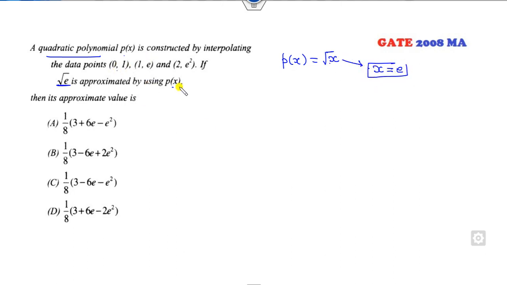Very simple: if I take x as 0, your answer must be 1. That means x equal to 0 means e is equal to 0. If I take e as 0, the answer is 3 by 8, not equal to 1. So none of these is the right answer to this problem. That means there are incorrect options in the problem.